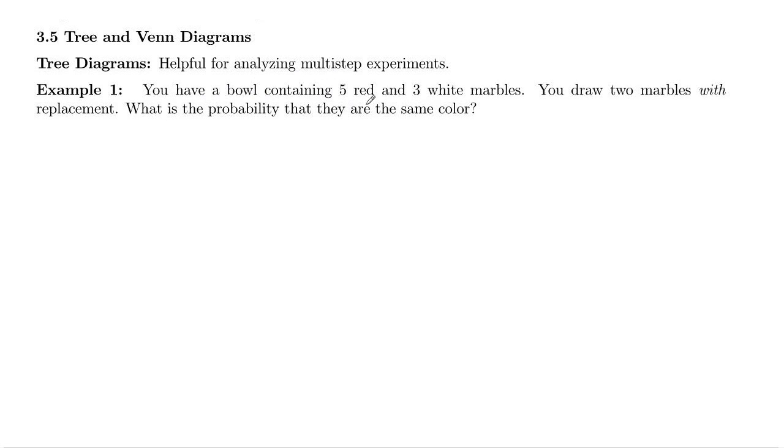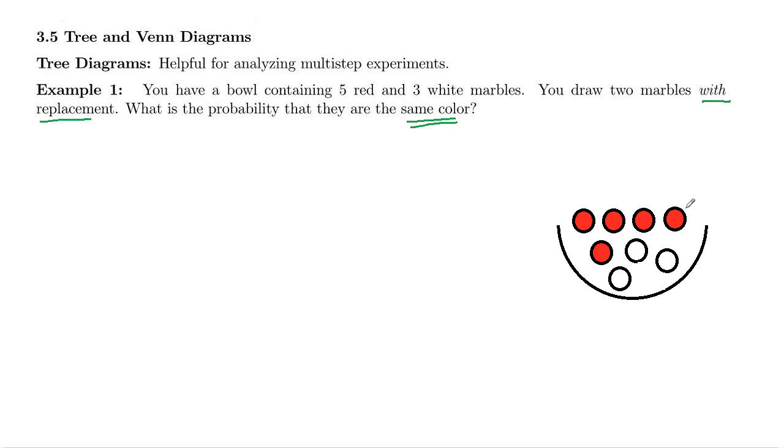So we've got a bowl containing 5 red and 3 white marbles. We're going to draw 2 marbles with replacement, and we want to know what's the probability they are the same color. Now, we solved this problem earlier, but we did it with the multiplication rule. And tree diagrams actually use the multiplication and the addition rules simultaneously. Let me show you how that works, but first let's draw a picture of our situation. So there is our bowl of marbles, and you see 5 red ones, 3 white ones, 8 total.